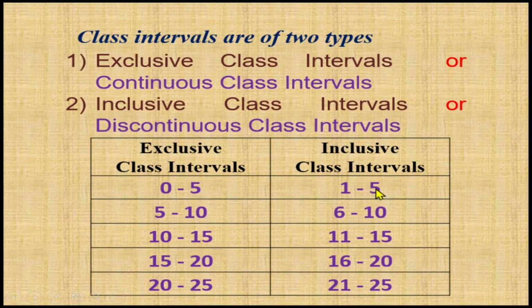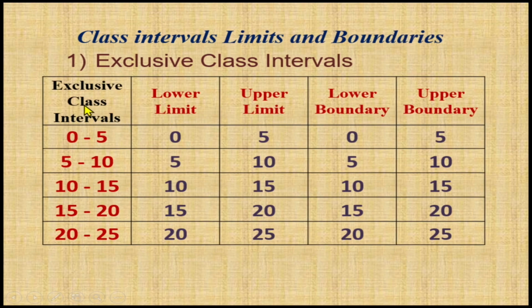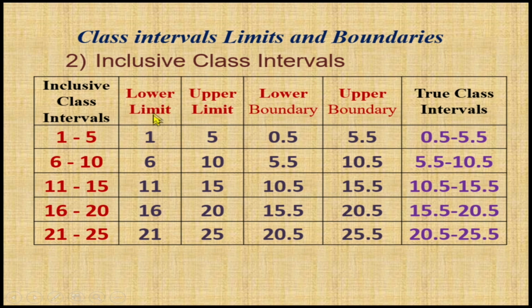Now, let us discuss their limits and boundaries. For exclusive class, there is no difference between the lower boundary and lower limit, and upper limit and upper boundary. So, here you can see 0, 0, 5, 5, is it right? But when you come to the inclusive class, lower limit is 1 here, upper limit 5, but the boundaries should make it continuous. So, what I do here is subtract 0.5 and add 0.5, so it becomes 0.5 and 5.5. So, you can see that the class interval is 0.5 to 5.5. Like this you will be finding out the inclusive classes.